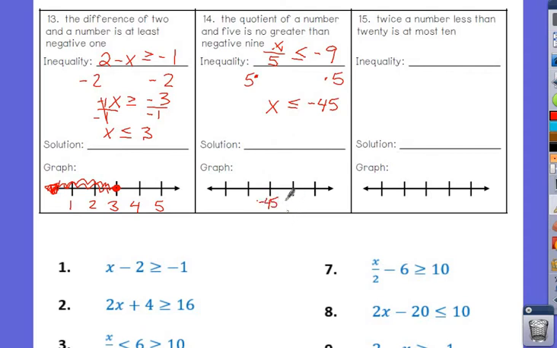Let's count by 5s. What would this be? Negative 40. Negative 35. What would this be? Negative 50. Negative 55. Open or closed? Closed. I need numbers smaller than negative 45. Is that negative 50 or negative 40? Negative 50 is smaller. So there is my graph.